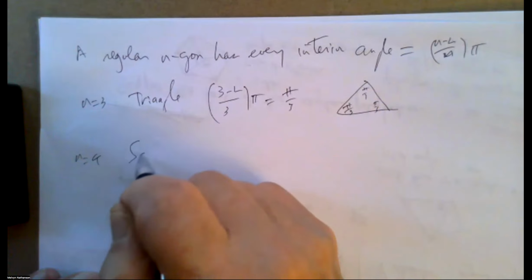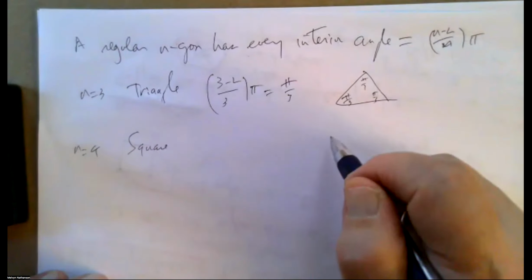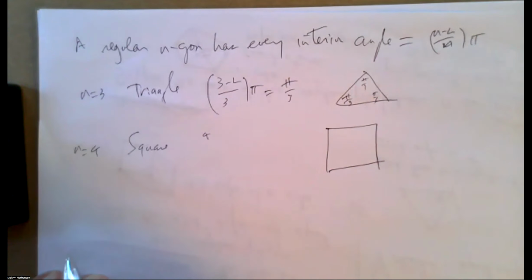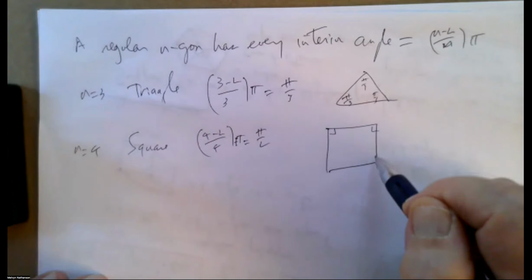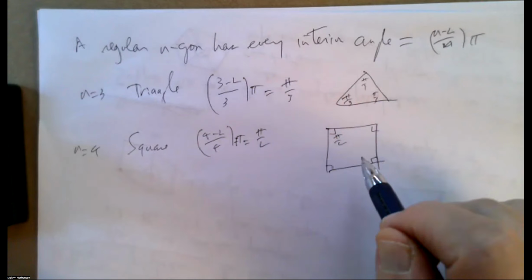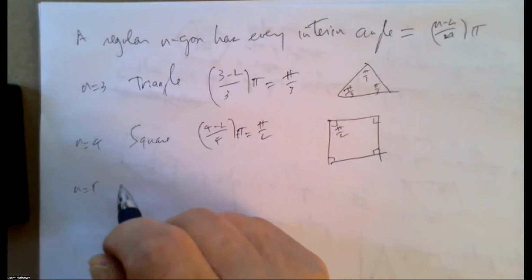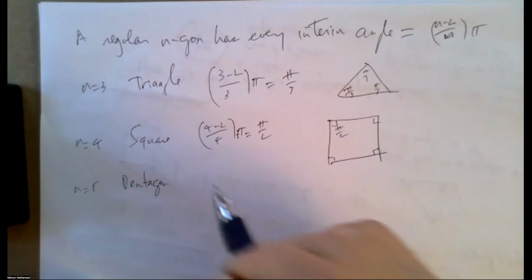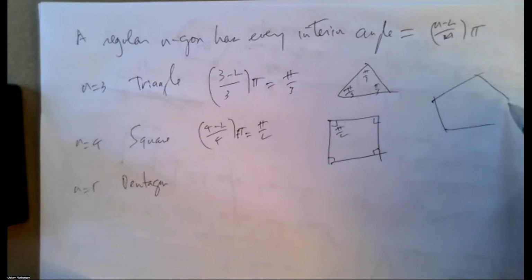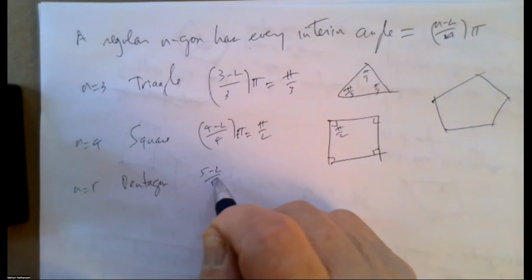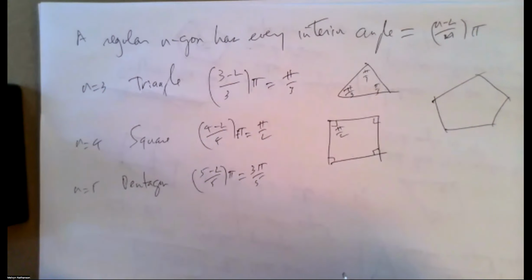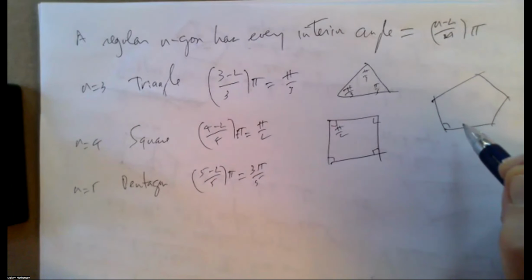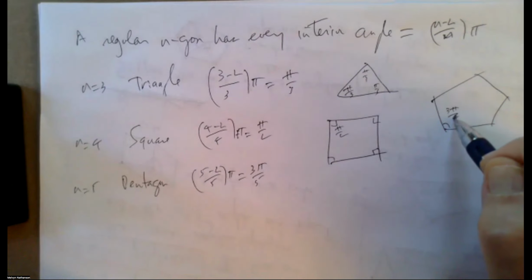What about n equals 4? The regular polygon with four sides is a square. (4 minus 2) over 4 times pi is pi over 2. And of course, in a square, each interior angle is a right angle, pi over 2. For n equals 5, that's a regular pentagon. The interior angles, I can't draw this very well, but (5 minus 2) over 5 times pi, that's 3 pi over 5, or 108 degrees, if you like degrees. So in a pentagon, each interior angle is 3 pi over 5.